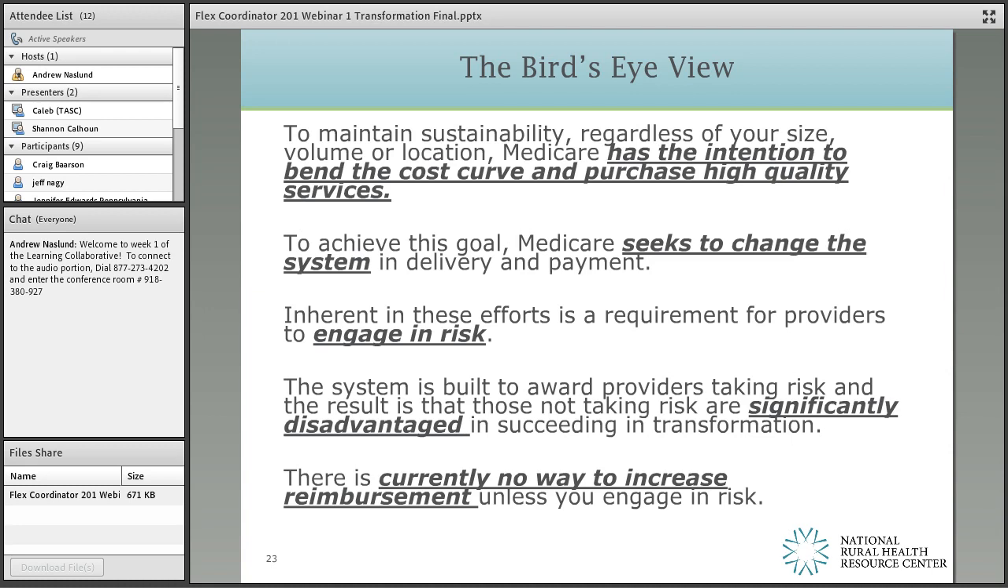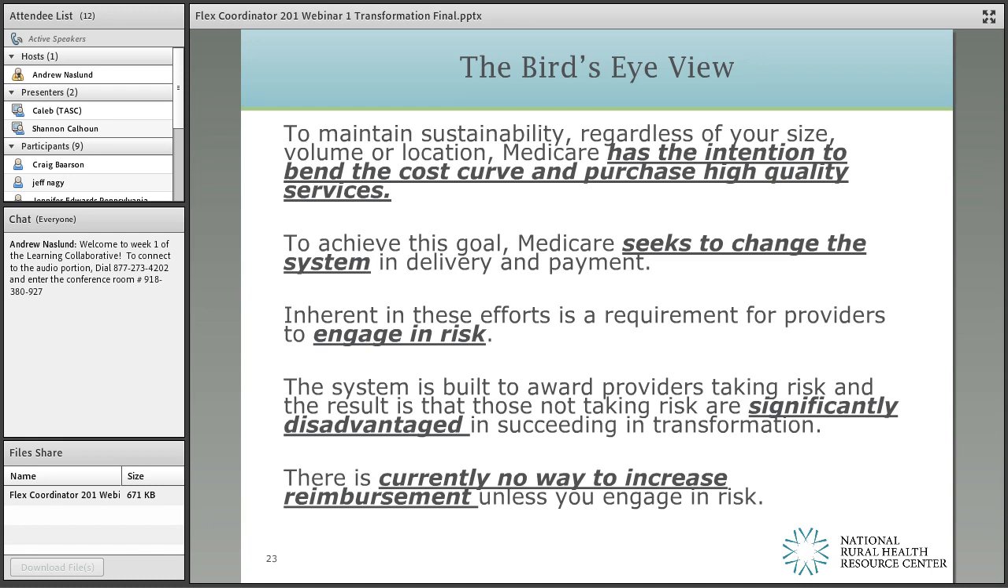So my perspective on this, the bird's eye view, is that for Medicare to maintain sustainability and for providers to sustain through the Medicare transformation, Medicare has the intention of bending the cost curve, and they have to purchase high-quality services. They want to know what they're getting in quality for the cost that they spend, and that is embedded in everything that they do. And this is an imperative for them in order to bend that cost curve.